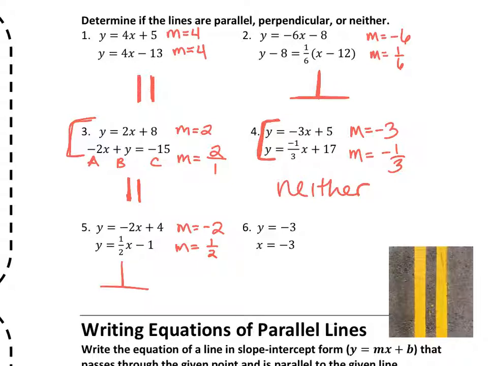Opposite reciprocal slopes. No, say it. Don't just say yeah. You've got to say the words out loud, or else you're never going to remember them. Okay? Now we've got number 6.